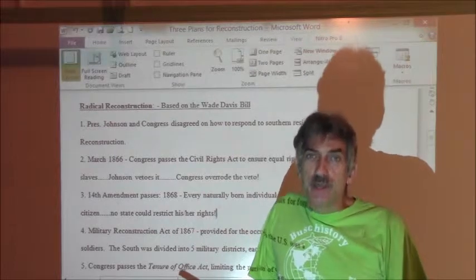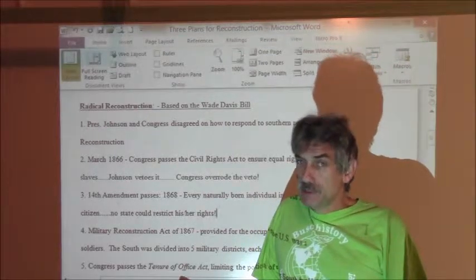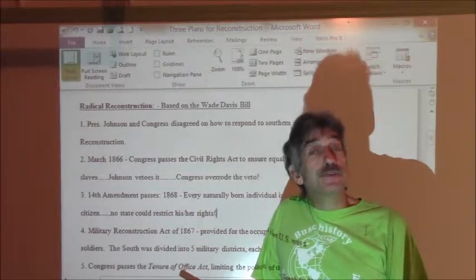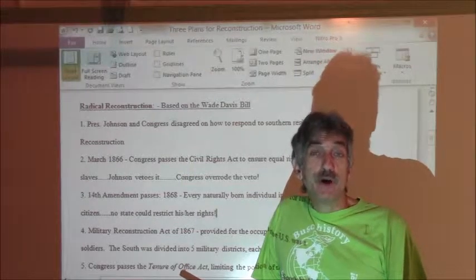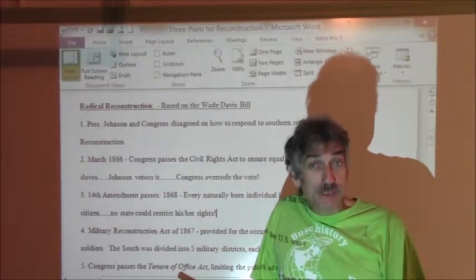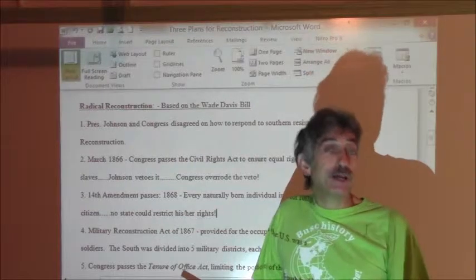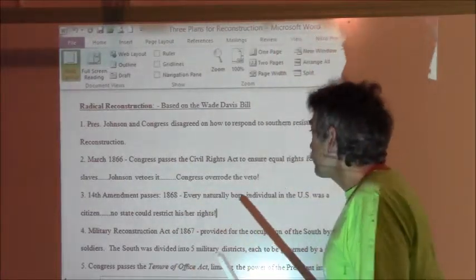Well, it's logical then we're going to get another amendment. And that amendment, as you see, is going to be the 15th Amendment, and that is going to give all citizens, all male citizens, the right to vote. Imagine how that's going to go over down south.